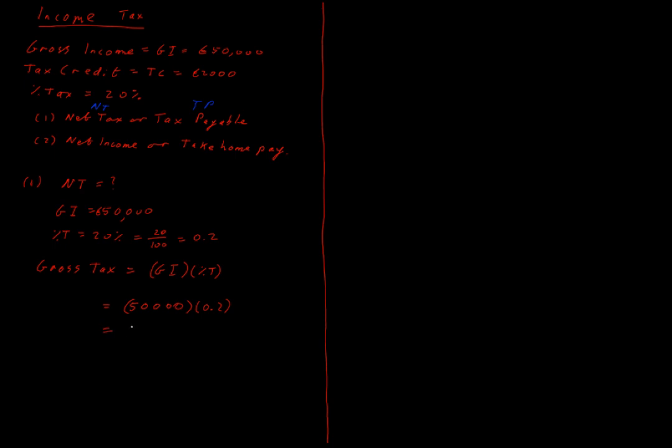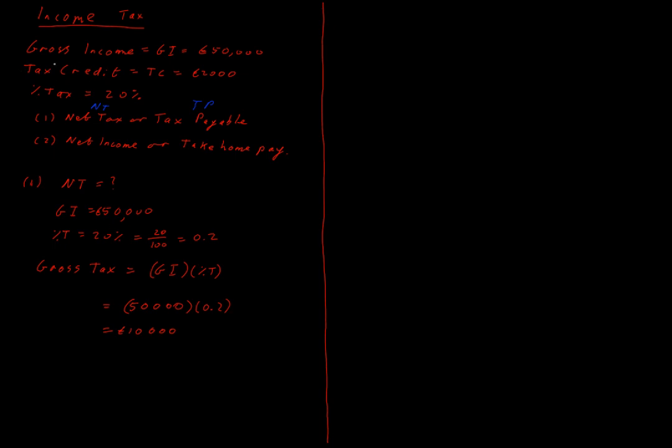And when we do that, we get €10,000. So that's called our gross tax. But I said I was looking for my net tax and my tax payable. Now, we've got our gross tax, which was 20% of our income, of our gross income.